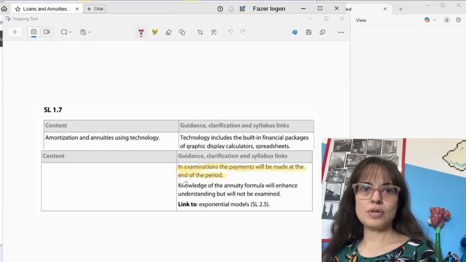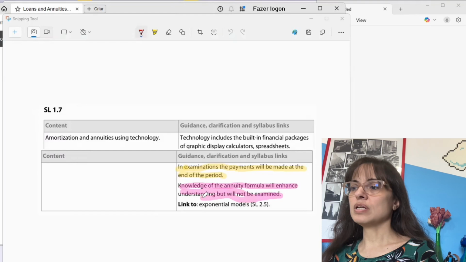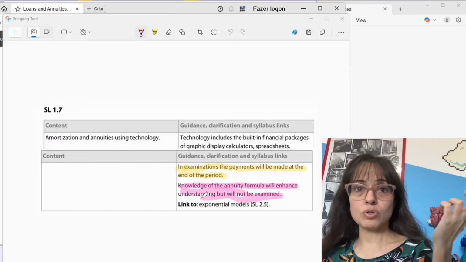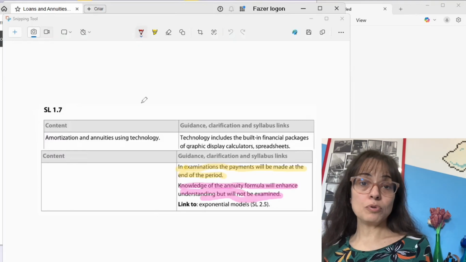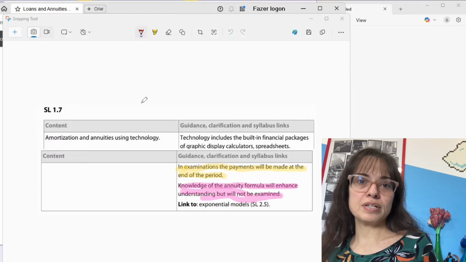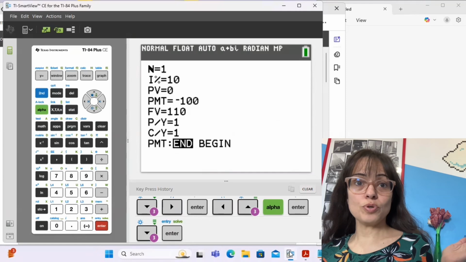Now, there is another thing pointed out here in the syllabus. Knowledge of the annuity formula will enhance understanding, but will not be examined. What does that mean? You don't need to know how the calculator is calculating these things. I am going to show you that in the next video in this playlist, but you really shouldn't worry, because they will not ask you anything about that in exams. So yeah, those were all the comments.